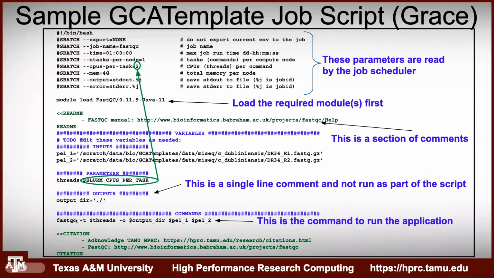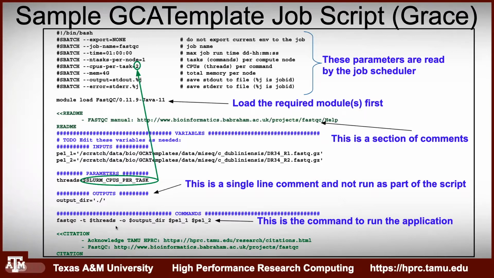And then this line is the line that actually runs the command. So here we're calling fastqc -t this variable threads. So again, which is this slurm CPUs per task, which is 2. The output directory, which is right here, we assign essentially the current working directory to a variable called output directory. And then these 2 variables, paired in 1 and paired in 2.